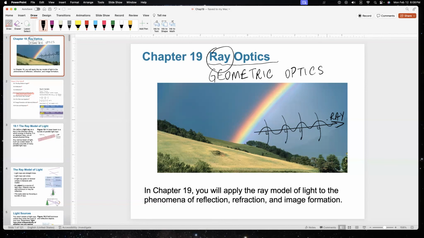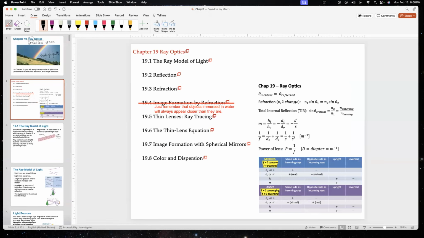All right, so we'll skip section 19.4, okay? And we are briefly going to mention the color and dispersion, what they are and what happens in our everyday life, etc. This I will leave for Thursday, okay? And this is what we're going to see today, including the refractions.